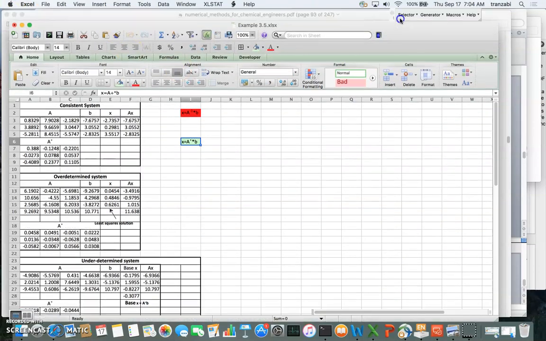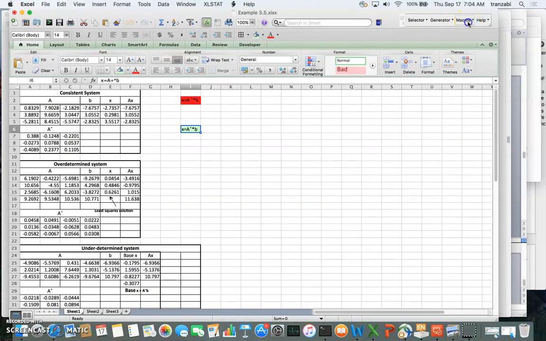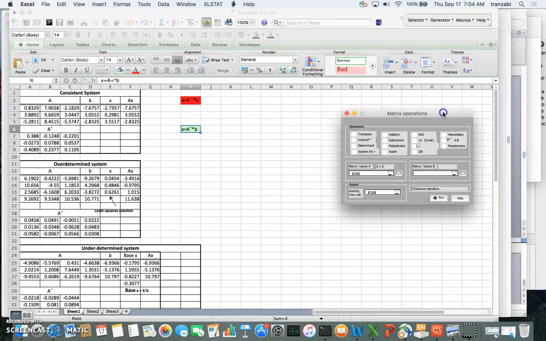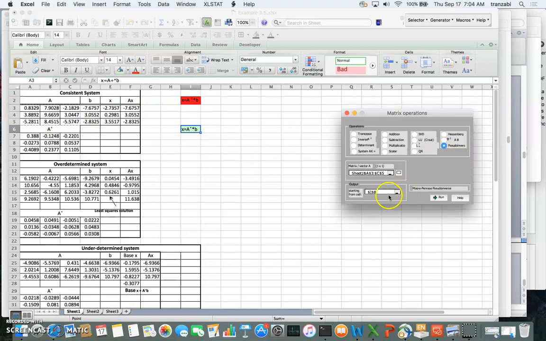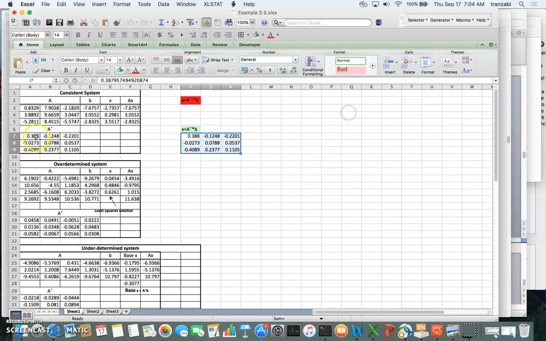I get this menu, move it up to here. And then I go to Pseudo Inverse. I'm going to click on Pseudo Inverse. And for my initial matrix, I click on this 3 by 3. And then the result, I like to get it down here. All right. So this is the Pseudo Inverse, exactly what I have here. So just to show you that you can get that.